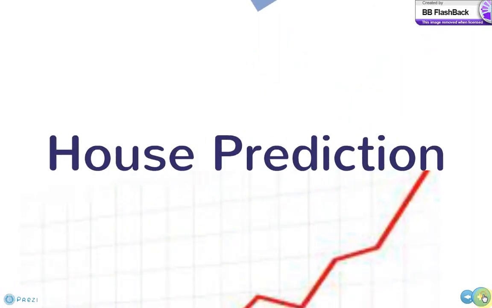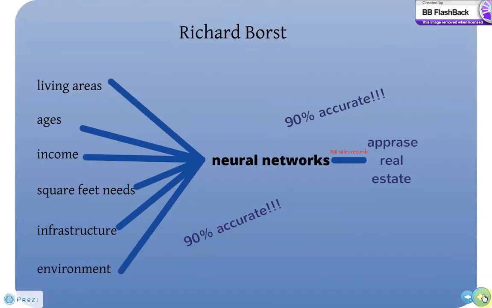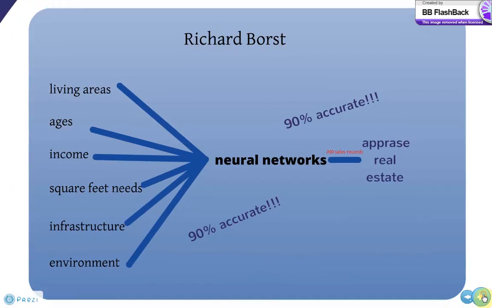House prediction. Similarly, in the housing market, Richard Ball successfully trained a neural network to appraise real estate in the New York area. He incorporated 20 variables including square feet of living area, age, and so on, and used over 200 sales records to train the neural network that ultimately generated results with 90% accuracy.